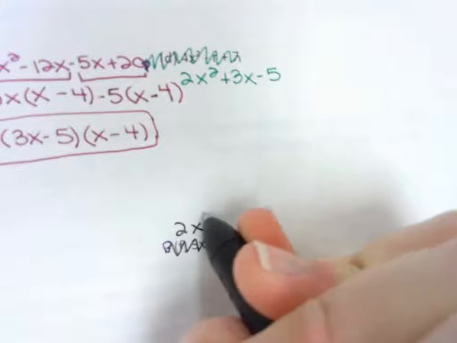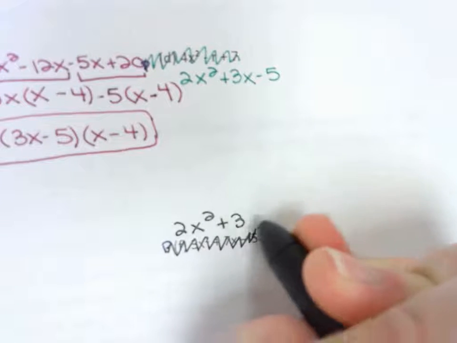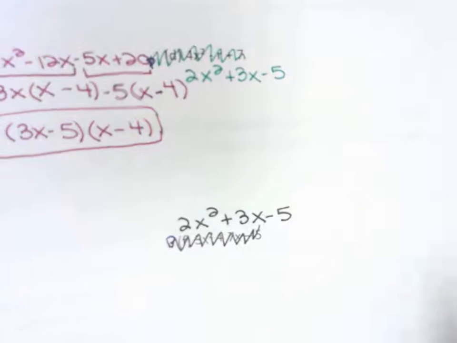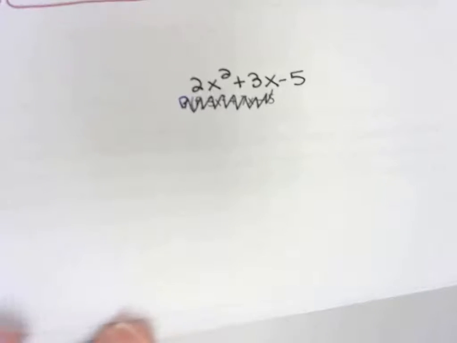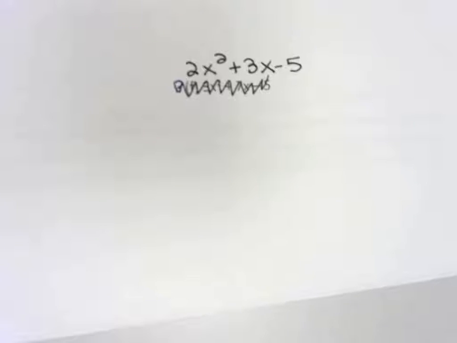So 2x squared plus 3x minus 5. You can just rewrite it down here. It doesn't really matter. So you have more space. So 2x squared plus 3x minus 5. Just rewrite it. Cross out one of the other ones and rewrite it wherever you have space at. I don't care. So as I look at this, I see three terms. It is a trinomial. Is it in standard form?